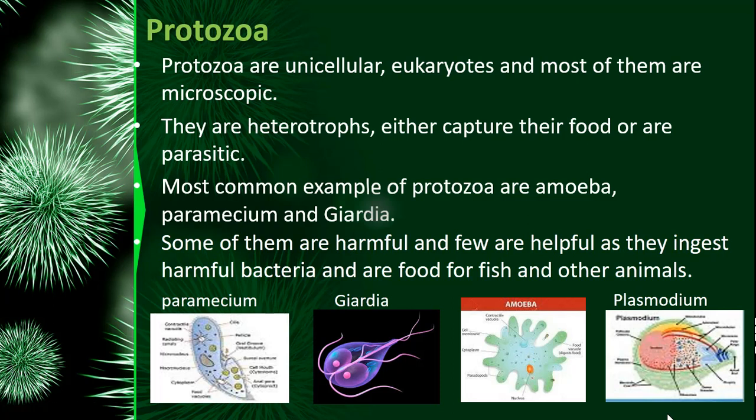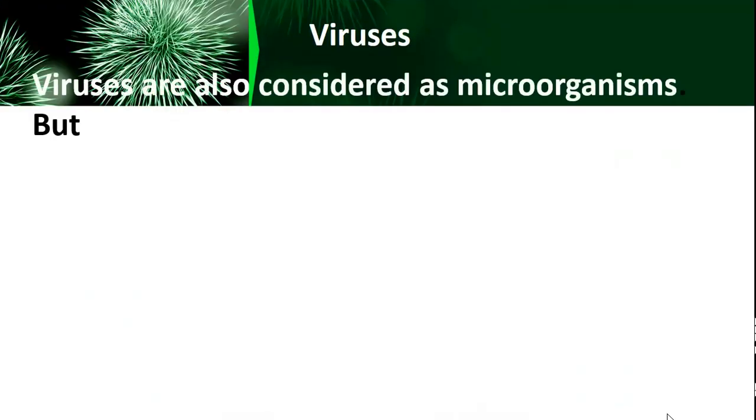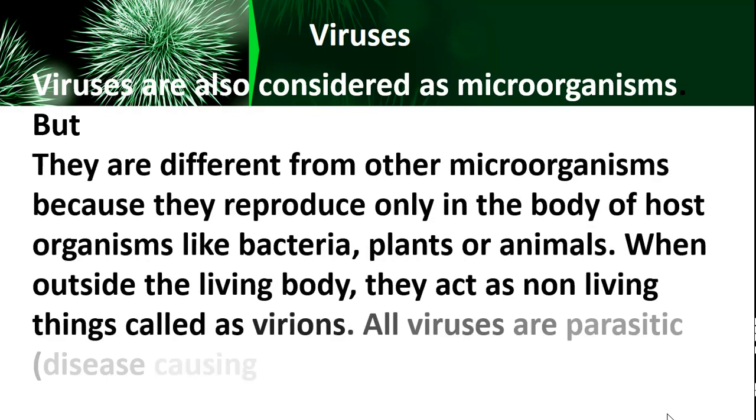Now viruses. Viruses are also considered as microorganisms, but they are different from other microorganisms. Now the question is how they are different? Because they reproduce only in the body of host organisms like bacteria, plants or animals. Yes, you heard me right. Bacteria are unicellular and very small in size. Still, few viruses can infect bacteria also.